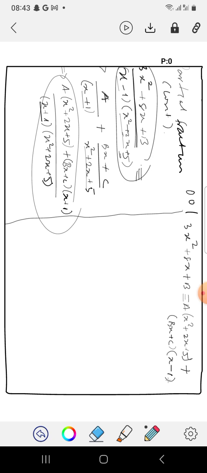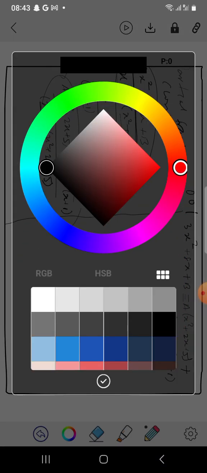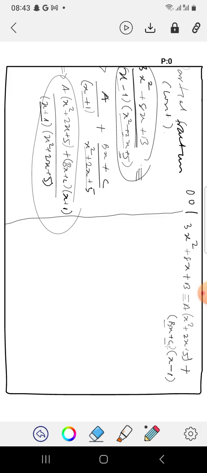Okay, so we can now start killing. So killing can start now. If we are looking for A, why don't we just kill off b and c? Let me pick a cool color. So yeah, we want to eliminate b and c in order to find A.